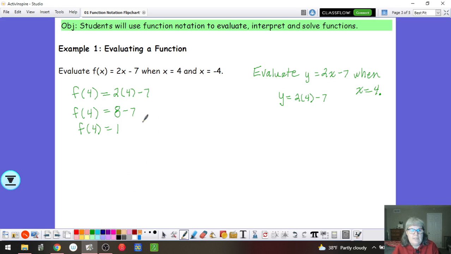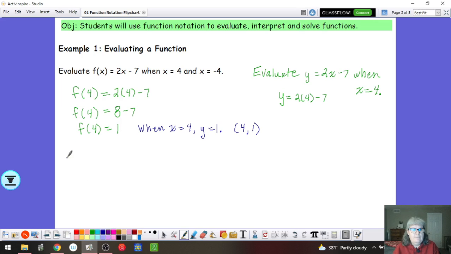So we can write this as, when x equals 4, y equals 1. That is also an ordered pair. Now in your assignment that goes with this, you're not going to have to write out these statements that I wrote in blue, but you should get yourself familiar with what this notation is saying. So it's saying when x is 4, y is 1.